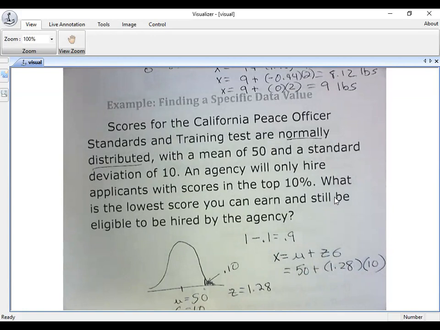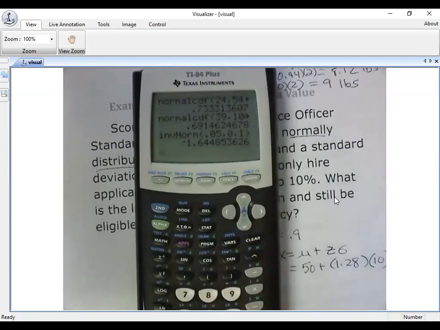So I want us to try something. Okay, well, let me ask you this. Do you think we could use inverse norm? Because inverse norm gives us a value when we know the area. So if I go into inverse norm, you know how she did 1 minus 0.1 because it did area to the left. Because the calculator is also going to do area to the left. Is it okay with you to put in 0.9?